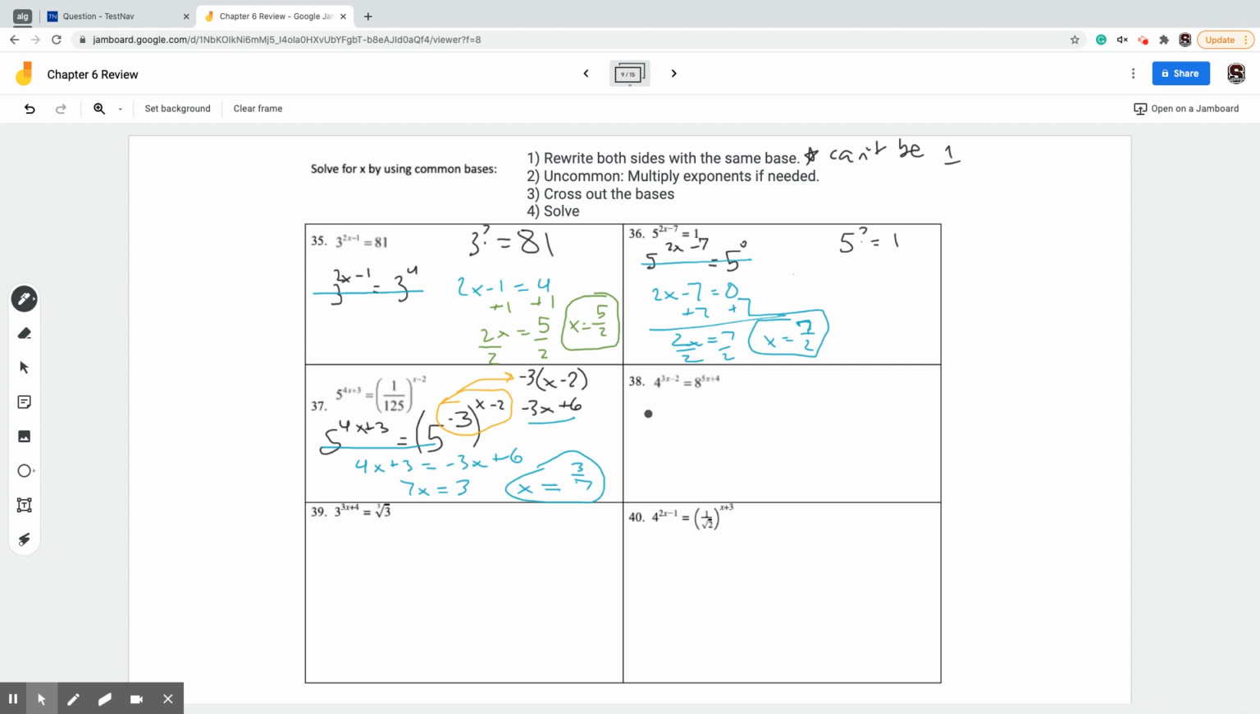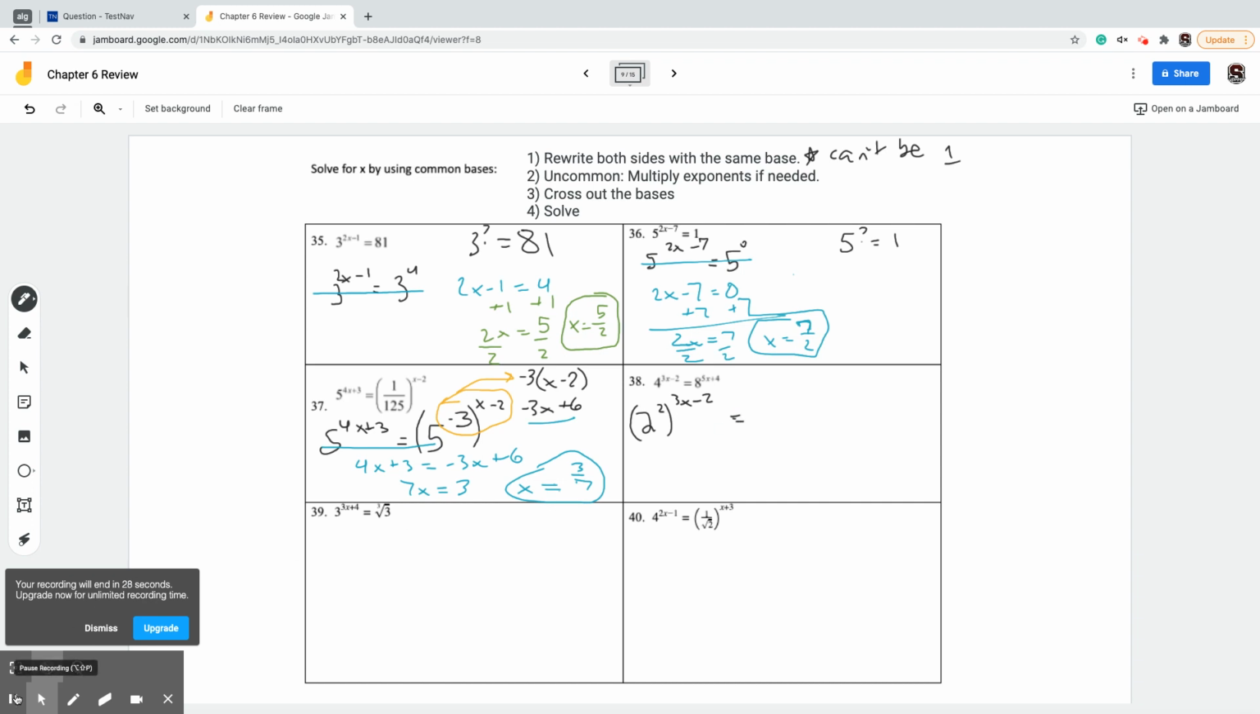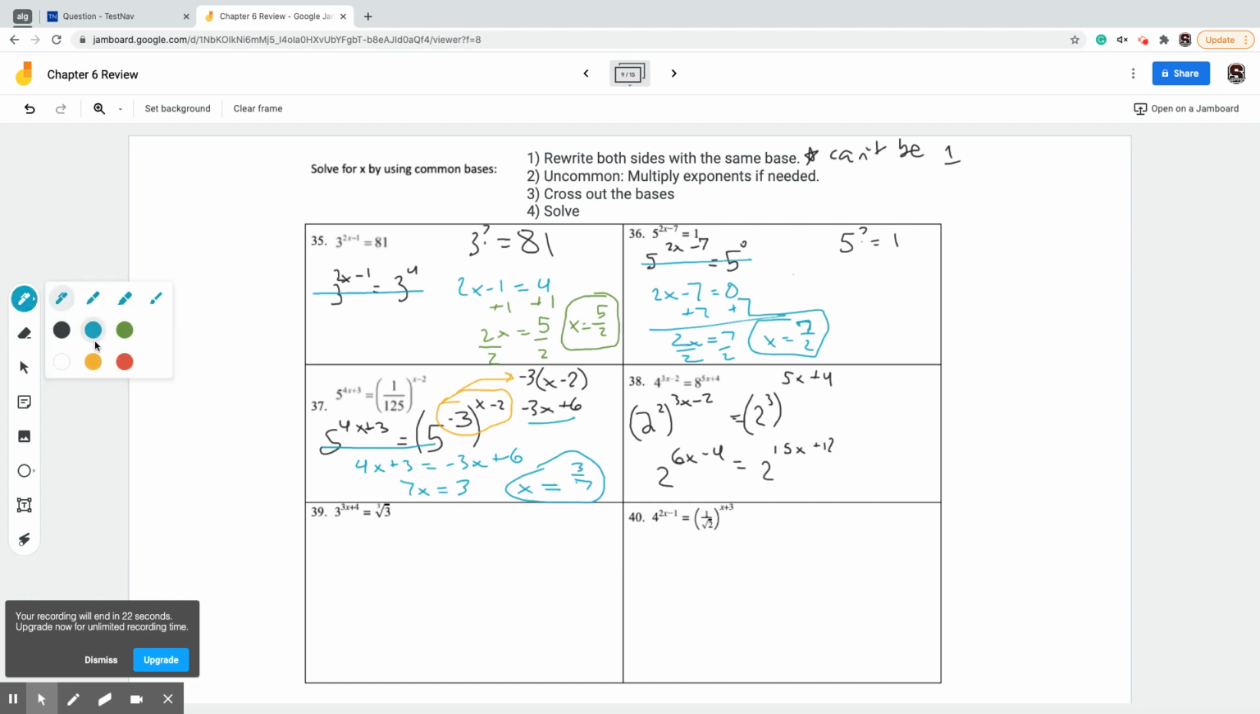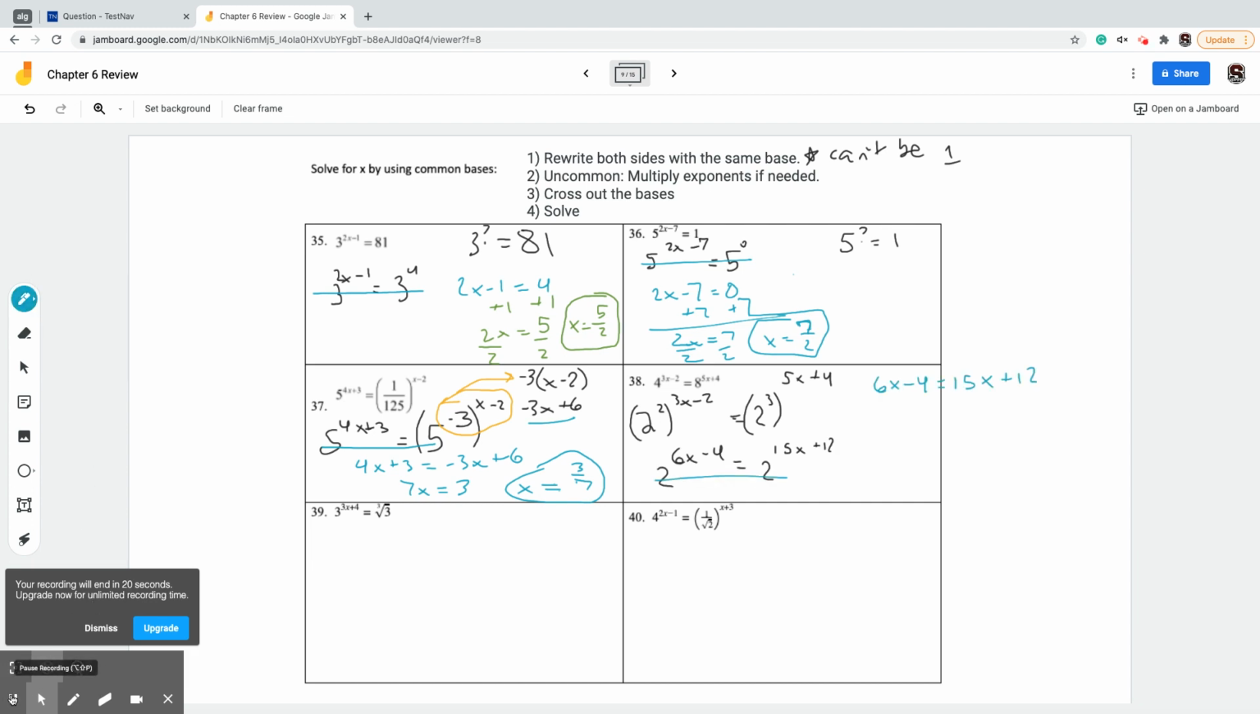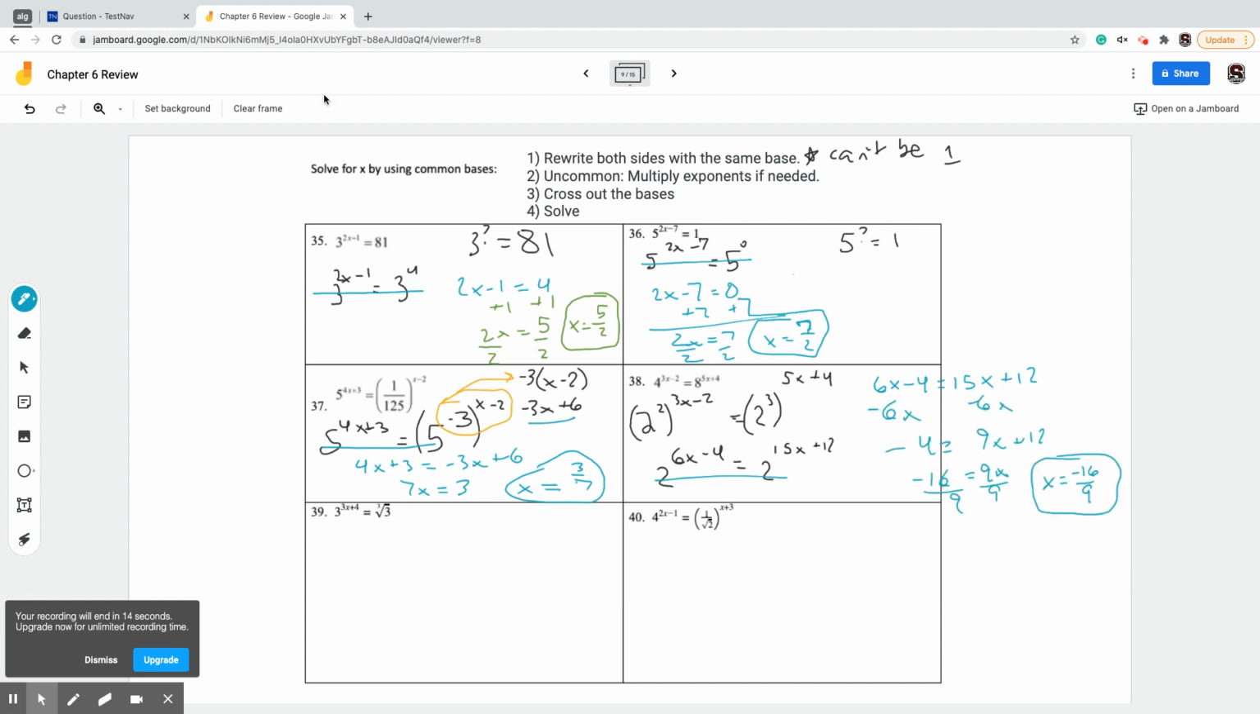So I need to say, well, 2 squared gives me a 4. And 8, what? 2 to the what gives me 8? Well, 2 to the third. And I'm going to multiply by distributing and solve. All right, cross out the bases and solve. Get x on the same side, solve for x. And I'm out of time. I'll have to go to the next one for part 2. But your answer is negative 16 over 9.